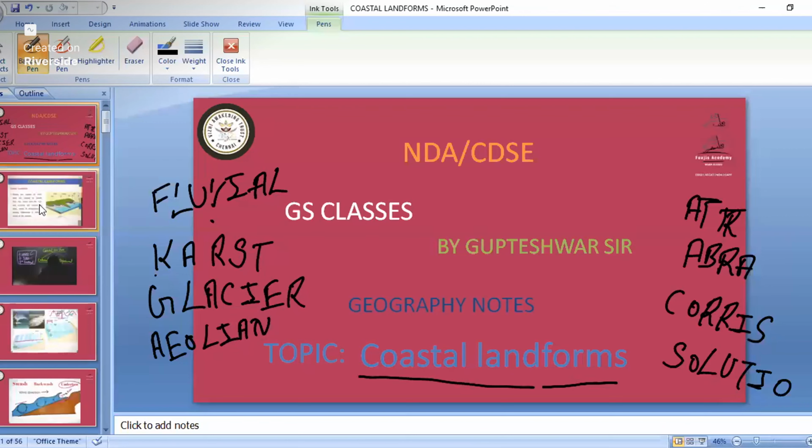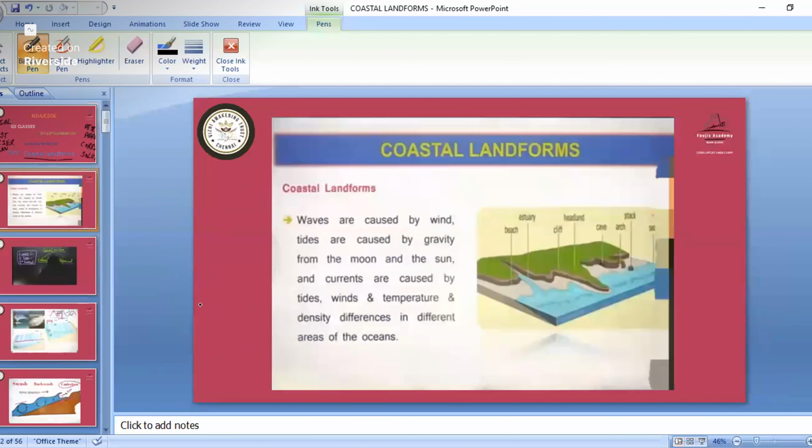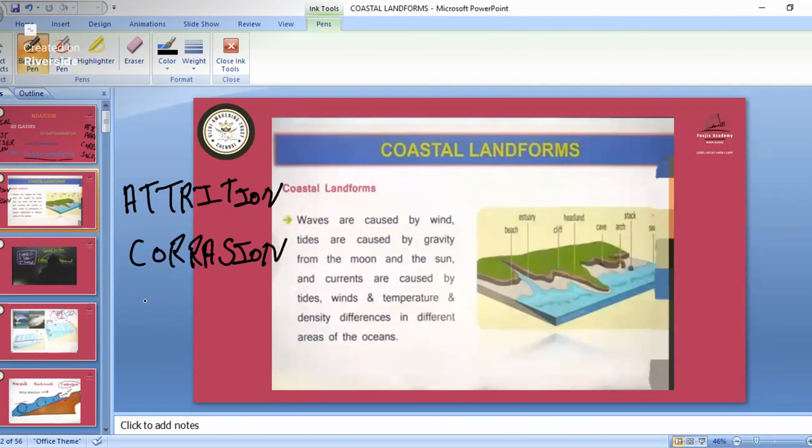So similarly in coastal landforms, we have those courses of action. In the coastal landforms we have attrition, then we have corrosion, then we have solution. Solution is what? Mixing of some chemical elements into something. Due to that, there will be expansion or contraction between those solid parts. So due to that, there will be weathering and erosion. So in that way, they are taking place.